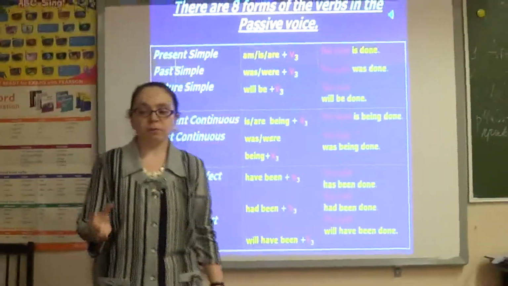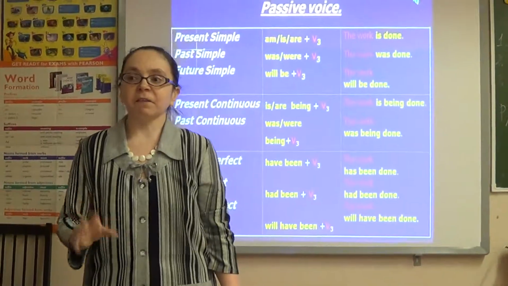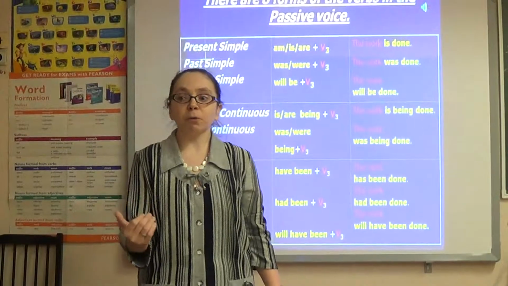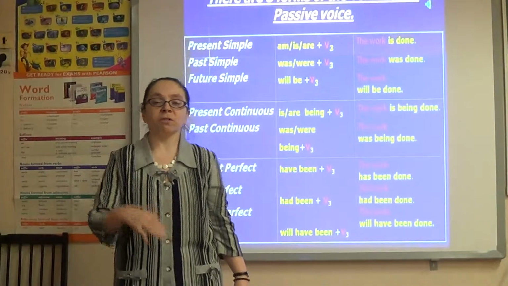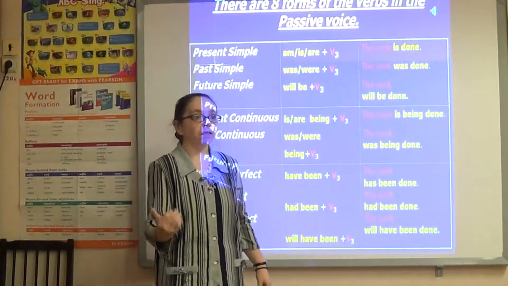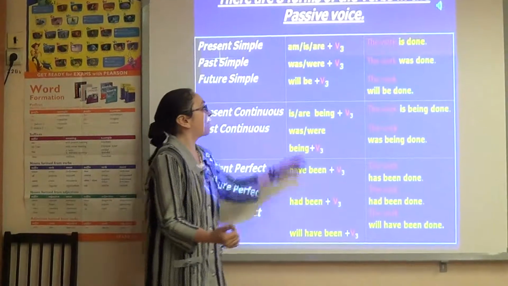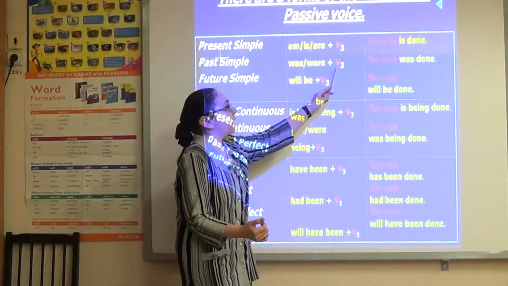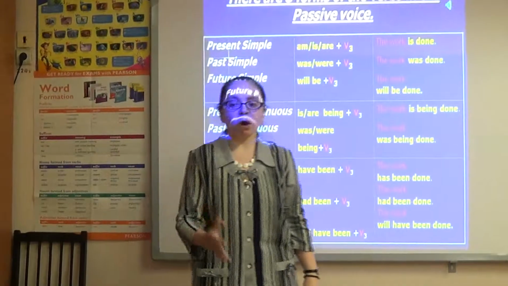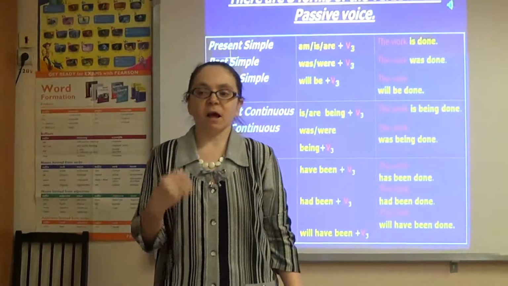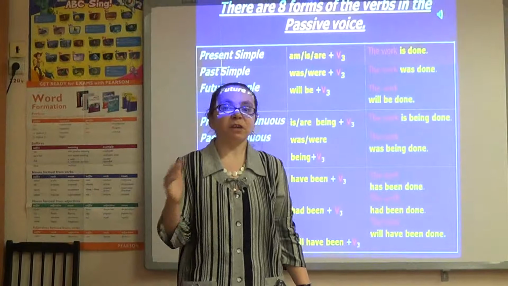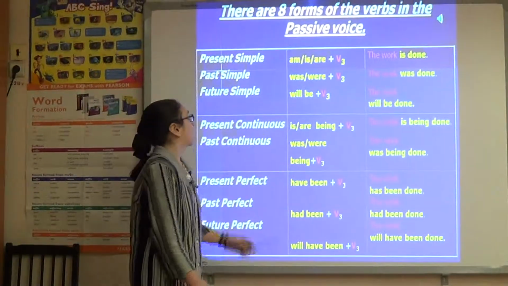What are the forms of the verb to be in the past simple? I hope you remember they are was and were. So in the past simple passive we have was, were plus the third form. The work was done last week. Somebody did this work last week.